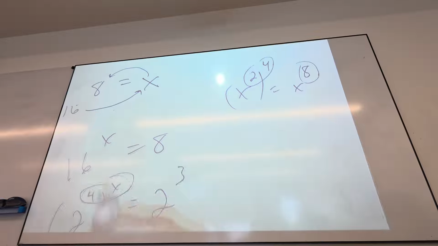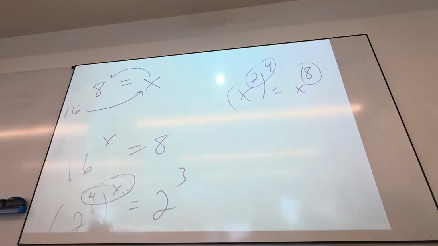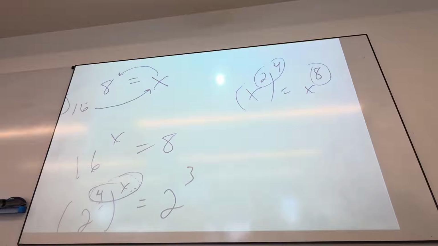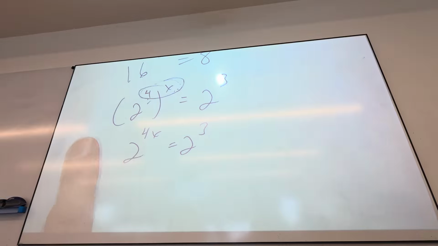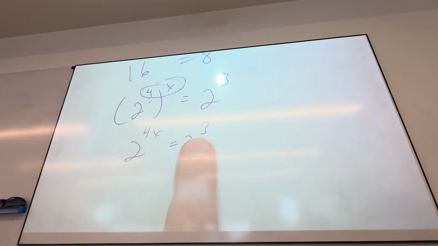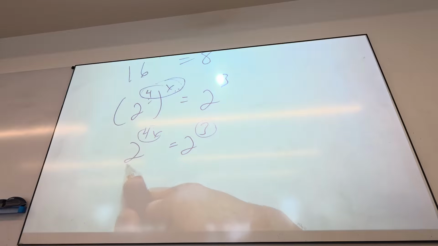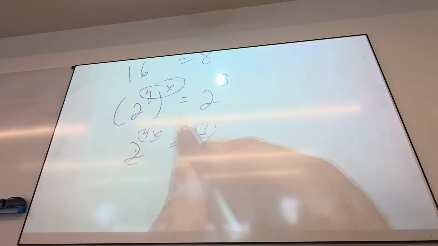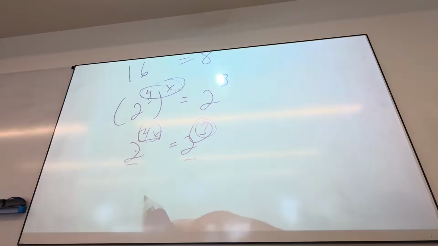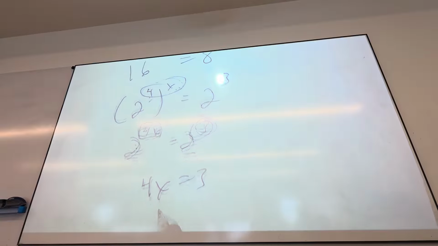So what is this? 2 to the? Don't overthink it. 4x. What is the only way 2 to the 4x could equal 2 to the 3? What has to be true in order for that to work? Well, this would have to equal this, yes? Do you guys see that? The bases are already the same. In order for them to be fully the same, this has to equal that. And then how do I solve for x?